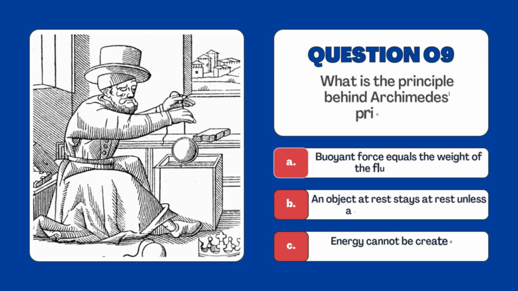Question 9. What is the principle behind Archimedes' principle? A. Buoyant force equals the weight of the fluid displaced. B. An object at rest stays at rest unless acted upon by a force. C. Energy cannot be created or destroyed.